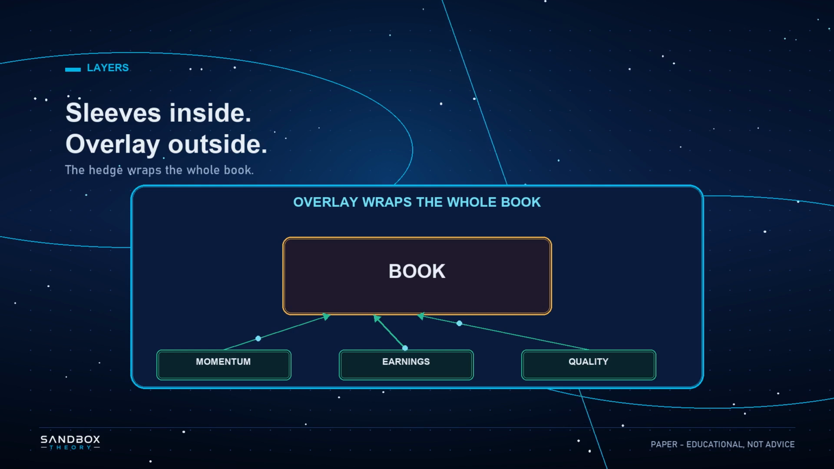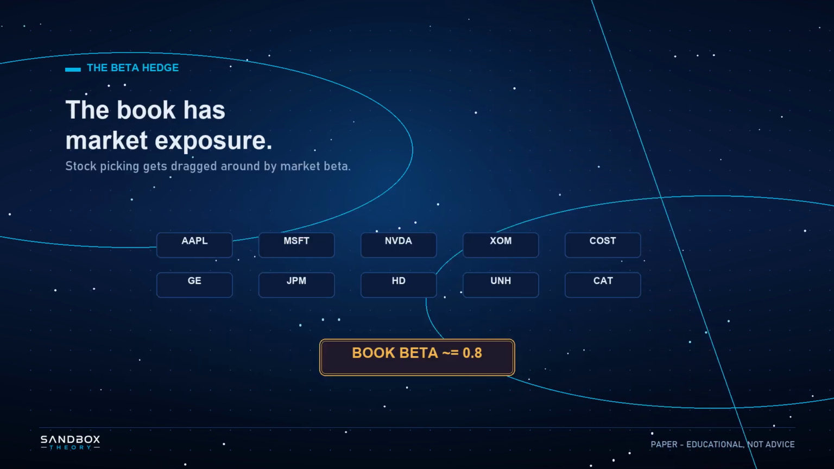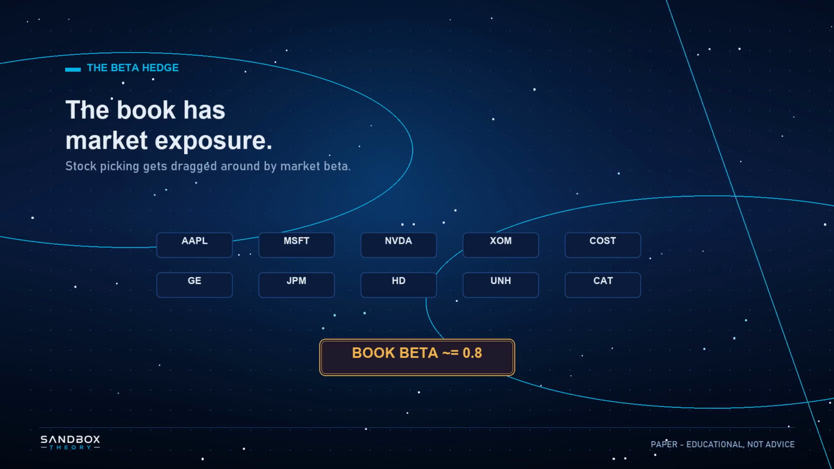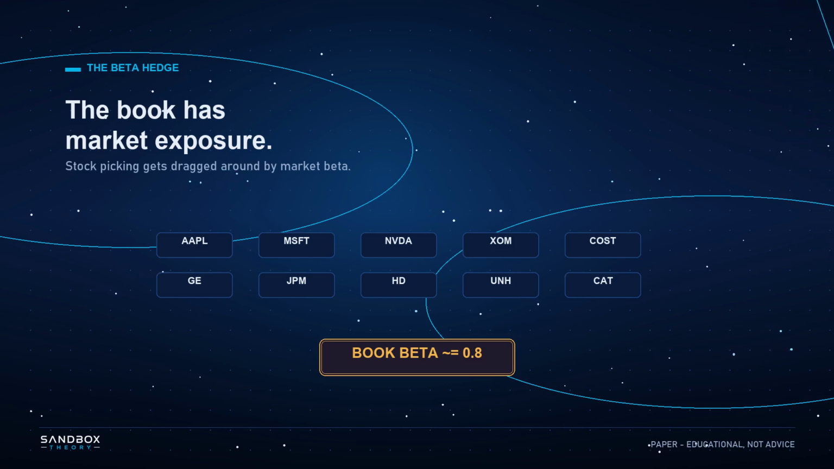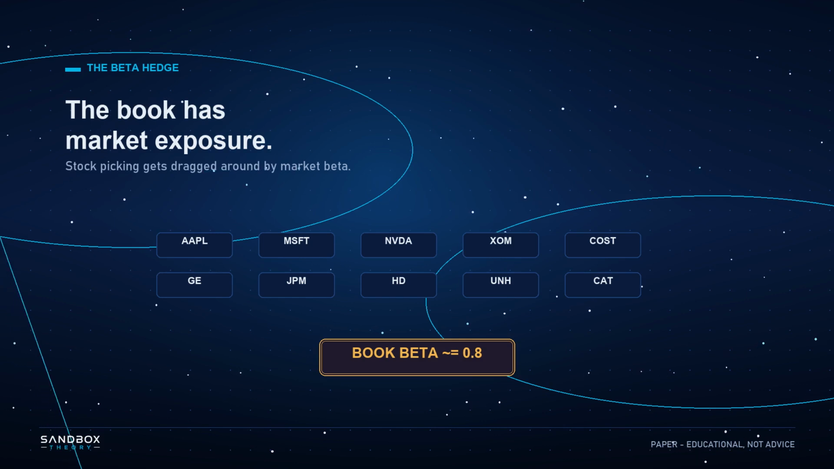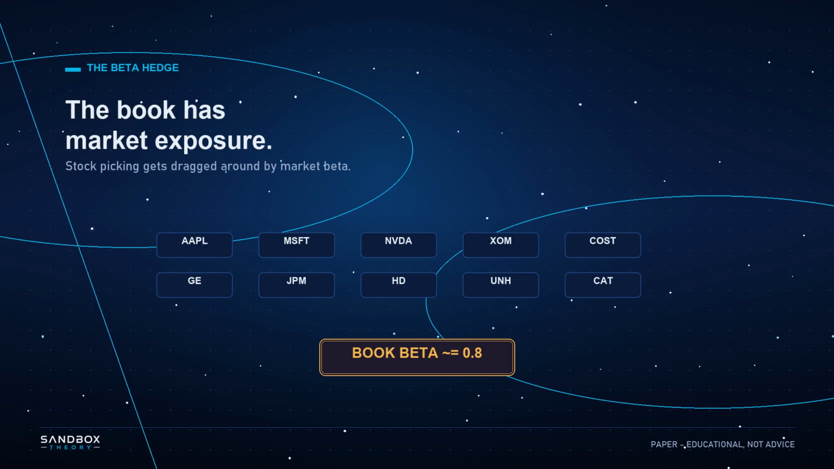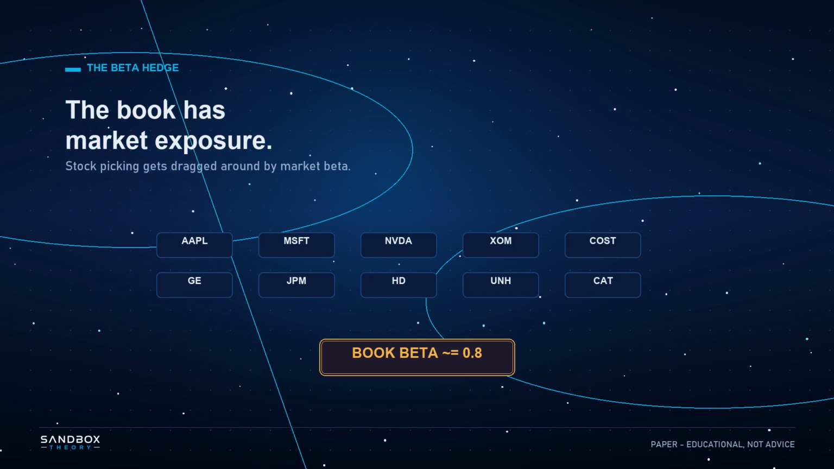Now the actual hedge. The problem it solves. My sleeves buy individual stocks, and stocks move with the market. Add them up, and the whole book has a market exposure, a beta. If the market drops, I'm dragged down with it, whether or not my stock picking was any good. I don't want to be paid or punished just for the market going up and down. I want to be paid for the sleeves being right.